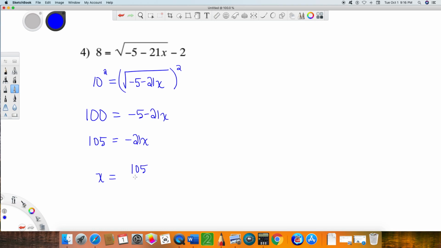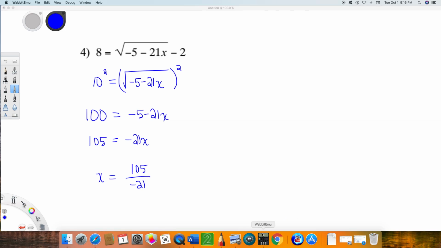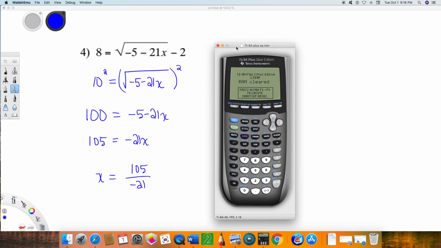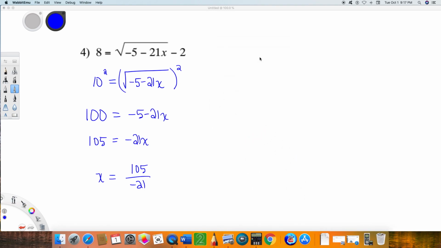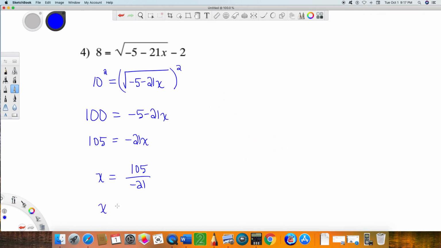Now, I do not know what 105 divided by negative 21 is. Maybe I do. Let's check on the calculator. Maybe it's 5. 105 divided by negative 21. Negative 5, yeah, negative 5. All right. This is not my final answer yet. It's just the only candidate that I have. I need to check it.